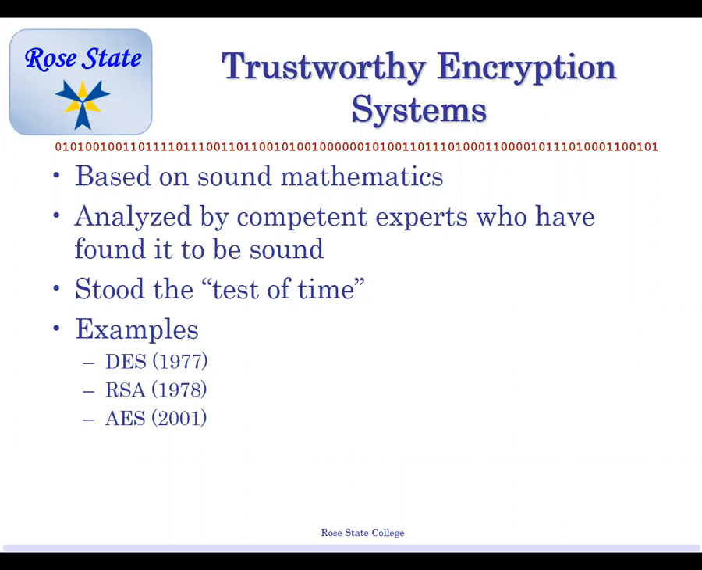But if I'm encrypting my pizza order, 21 hours is probably fine, because now I'm going to have a pizza in 5 minutes. 21 hours is good. RSA, 1978, still used today. AES, 2001, definitely still used today. Yeah, a lot of these are still used today.